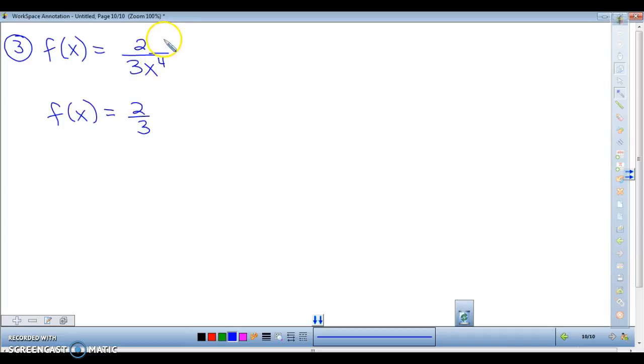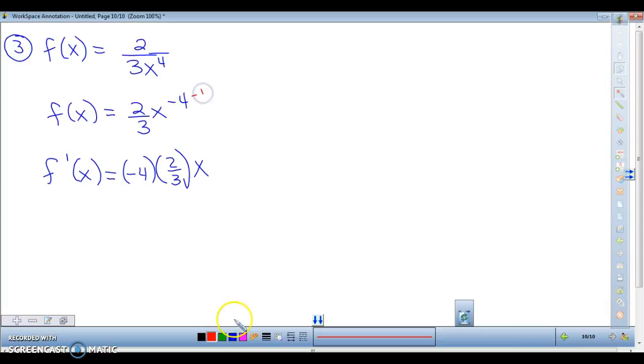It can be brought up to your numerator, and you can write this as 2/3 x to the negative 4. So now it's in that form of x to the n, where 2/3 is your scalar multiple. So when you actually go to take the derivative, you can still bring that negative 4 down in front, multiply it times that scalar, bring down that x, decrease this power by 1, and then simplify all of that.